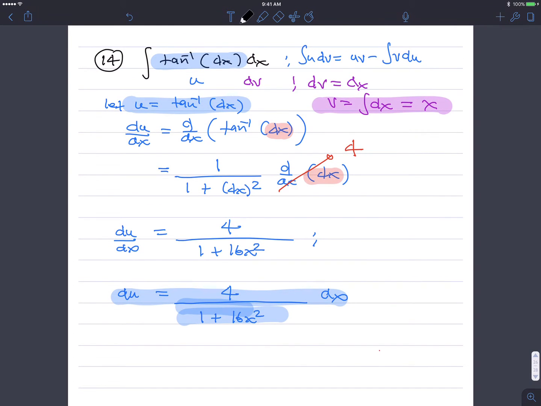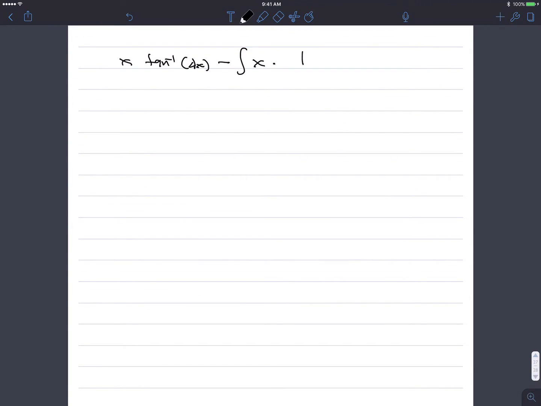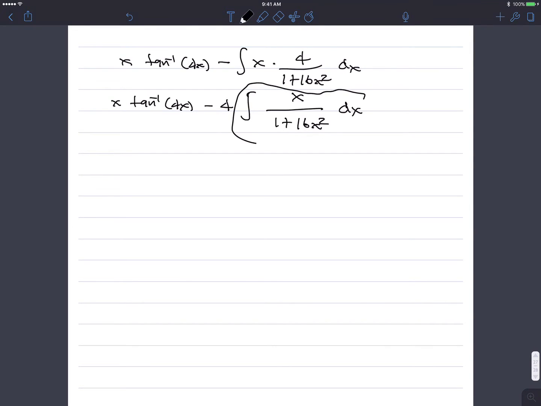Now let's see what du is. It is 4 over 1 plus 16x squared. So this will be times 4 over 1 plus 16x squared dx. This is my du. So I got x inverse tangent 4x minus 4 times the integral of x over 1 plus 16x squared dx. This is what I'm going to integrate here.